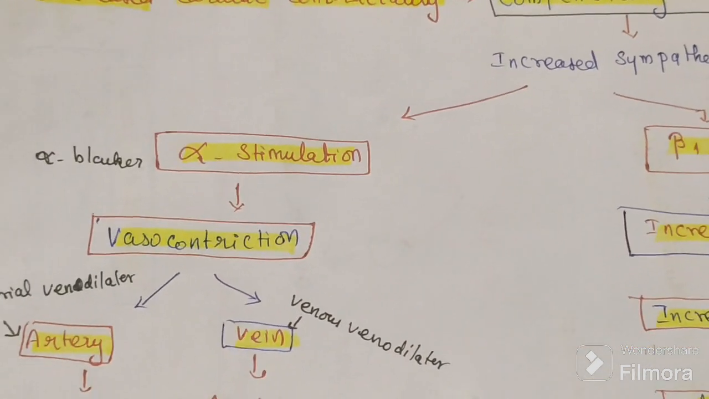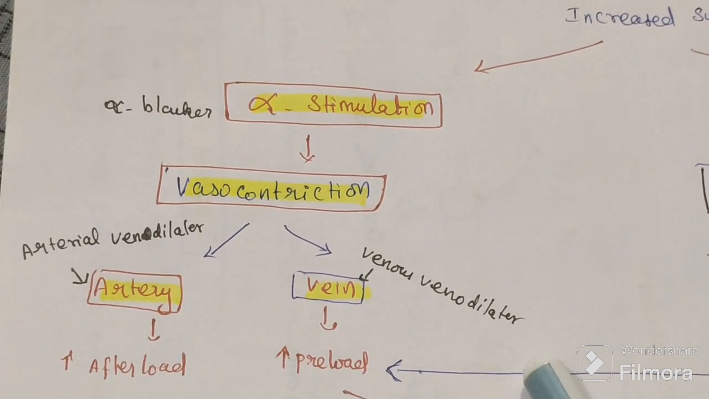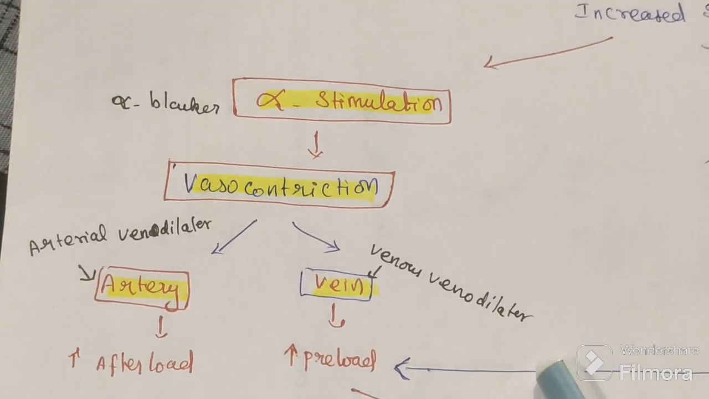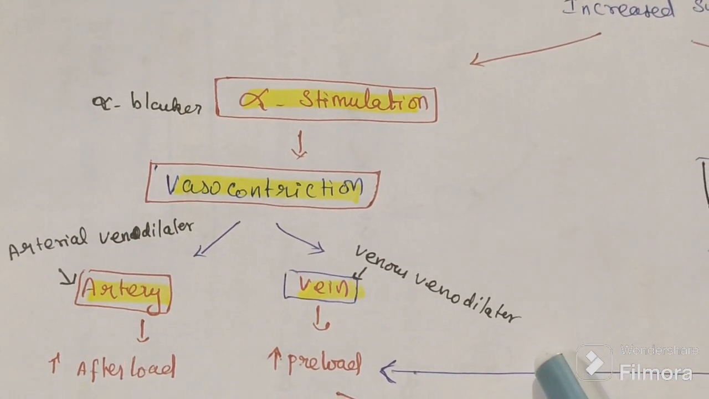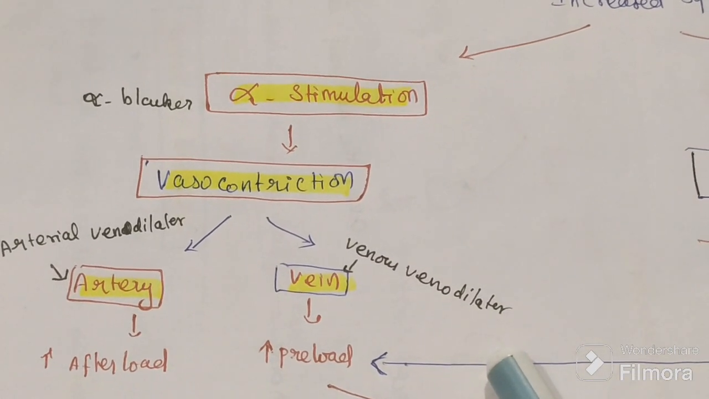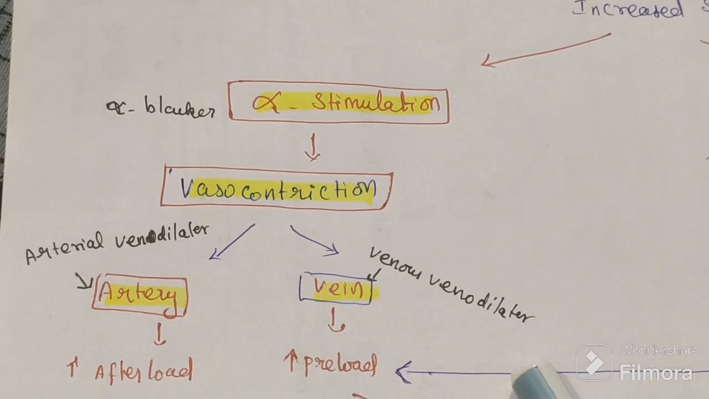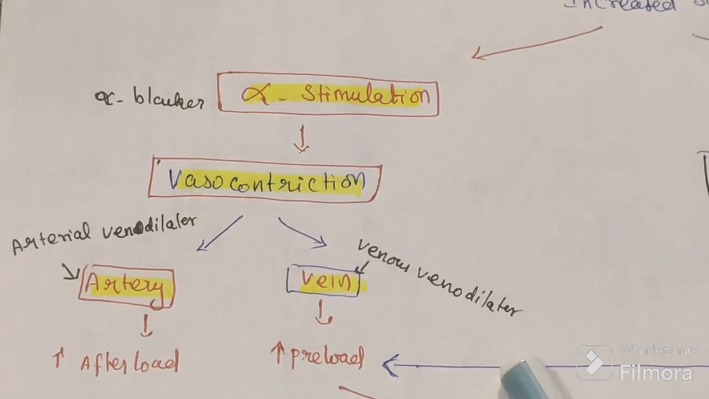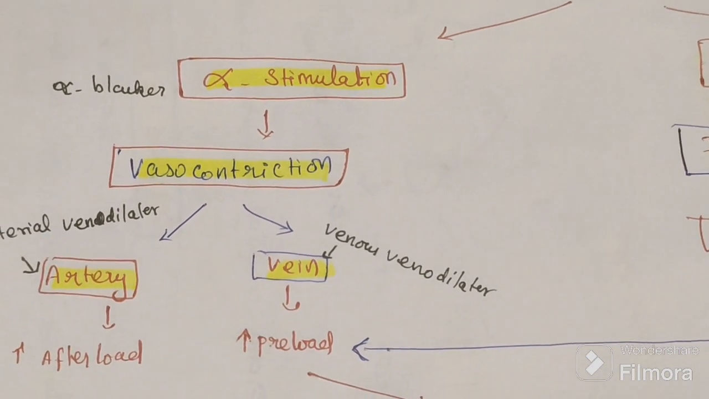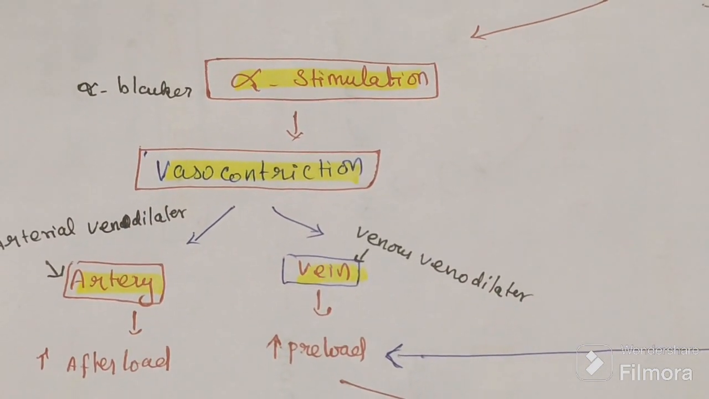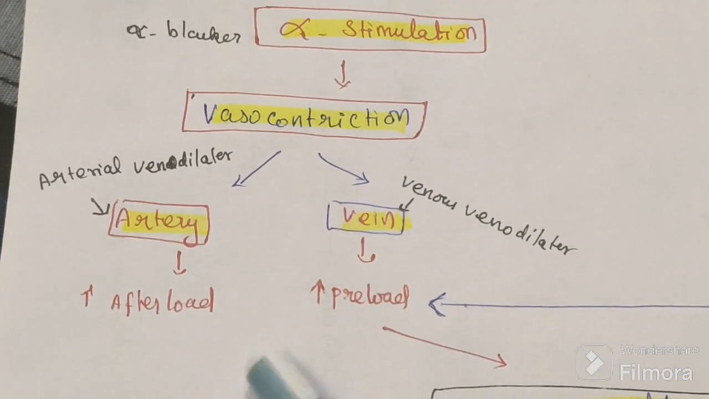Then arteries are contracting, so we give arterial vasodilator. Veins are contracting, so we give venous vasodilator. So both arteriolar vasodilator and venous vasodilator are used. So we want to give both dilators.